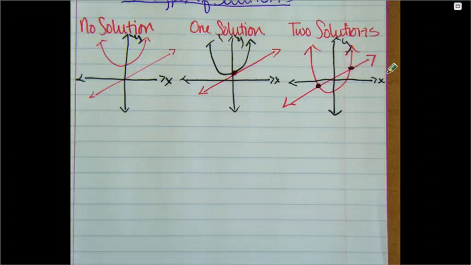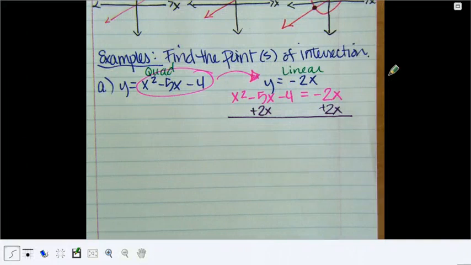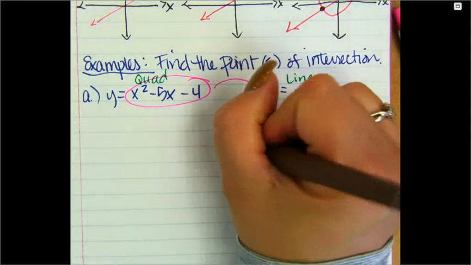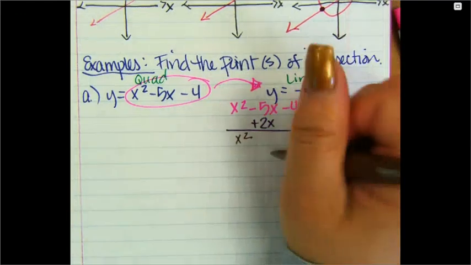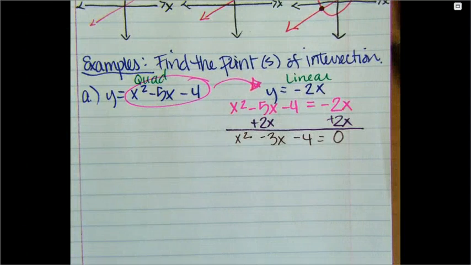What am I going to move? The 2x. How am I going to move it? I'm going to add 2x. If I add 2x, I also add it where? To the other side. All right, so when I add it, I get x squared, and then negative 3x, negative 4 equals 0. And if it's equal to 0, then I know I can do what?